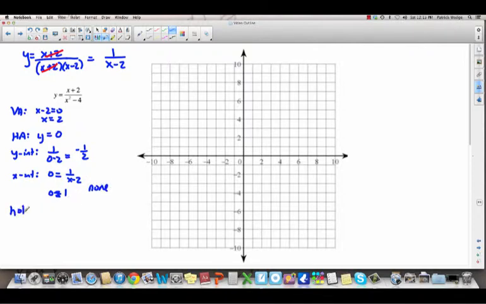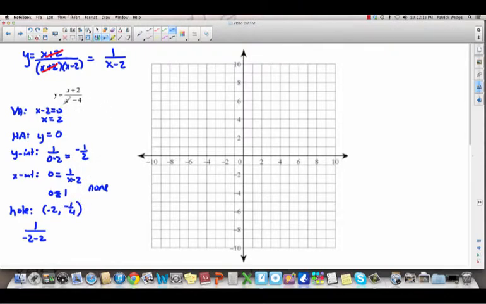The hole. Is there a hole in this one? Yes, there is. Where's the hole? The hole is where the non-permissible value we crossed out. Where is that non-permissible value? It's at negative 2. So we have a hole at negative 2. How do we get the y value? Plug it into this simplified function. So 1 over negative 2 take away 2. That's 1 over negative 4, or negative 1/4. Okay, we're good to go.